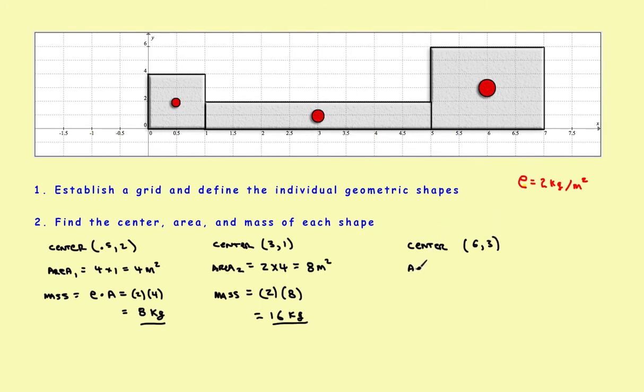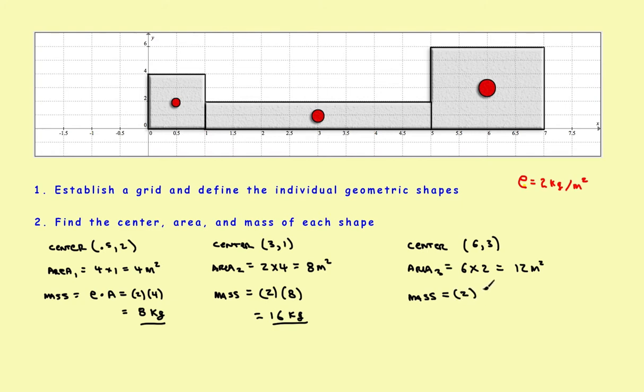Now, you need the area of the third rectangle. Again, the area is just going to be the height times the width. Well, the height is 6 and the width is 2, so it's going to be 6 times 2, which would be 12 square meters. So the area of this rectangle is 12 square meters. Then you want the mass. What's going to be the equivalent point mass of this rectangle? Again, it's density times area. So the density is still 2.